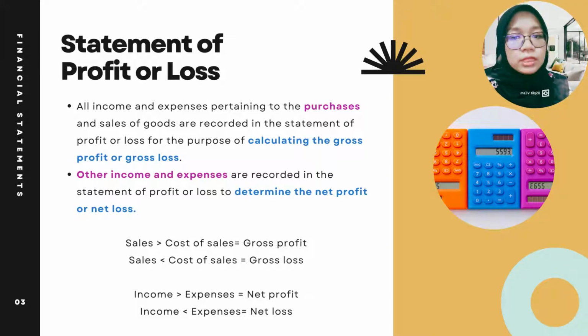Okay, if the sales amount is larger than the cost of sales, we get gross profit. But if the sales amount is less than our cost of sales, we get gross loss for the year. And then if the total income is larger than total expenses, we get net profit. But if the income is below expenses, the business will get a net loss.